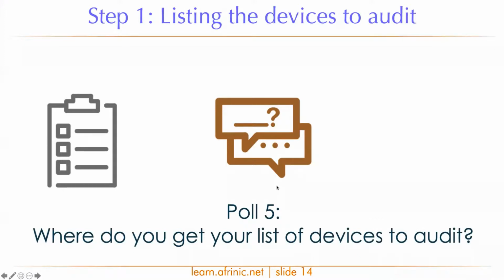As a network engineer, where do you think you should get this information from? Where can you get the information about the devices in your network that need to be audited? Where do you usually get it from?